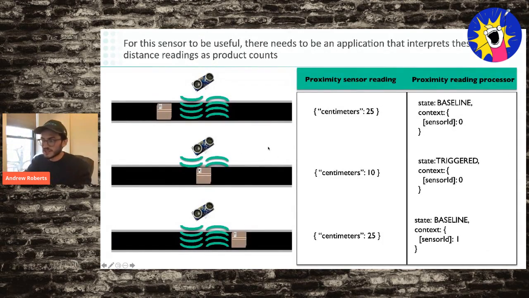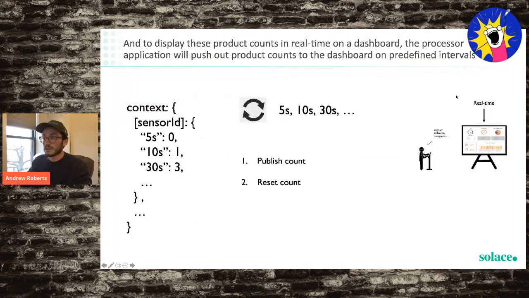So the distance is great, but it means nothing to us unless we interpret it like I just explained. So we need some sort of application for that, a stateful application. And then for the final component, for the dashboard, we need to take those interpreted proximity readings in product counts, and in some way push them to the dashboard for engineers and management to be able to act on. What that looks like is we're going to predefine some intervals in our state machine, publish out the product counts that we were producing from those streams of raw data, and then we'll reset the count on the interval.